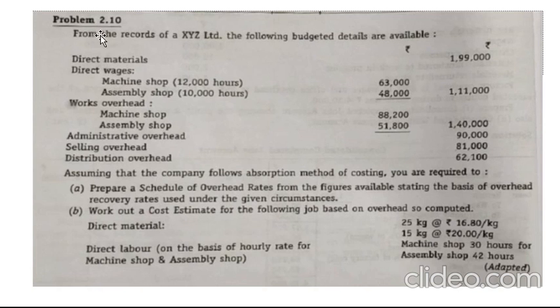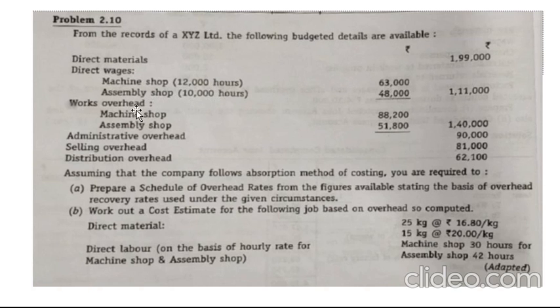Next problem is problem number 2.10. From the records of XYZ Limited, the following budgeted details are available. Direct materials 1,99,000, direct wages, and they've given machine shop and assembly shop, and how many hours the machine shop is working and how many hours the assembly shop is working. Based on that the wages are decided. So 12,000 hours for machine shop and 10,000 hours for assembly shop, with costs of 63,000 and 48,000.